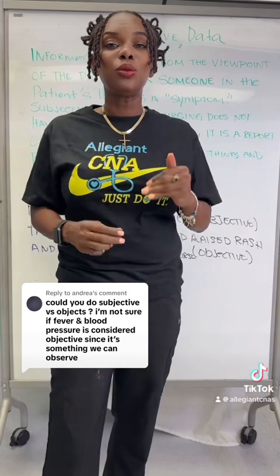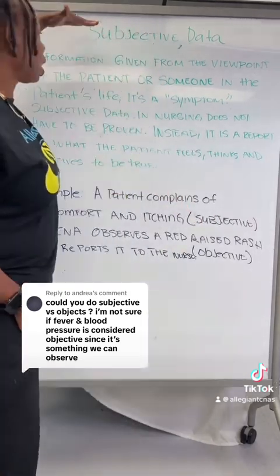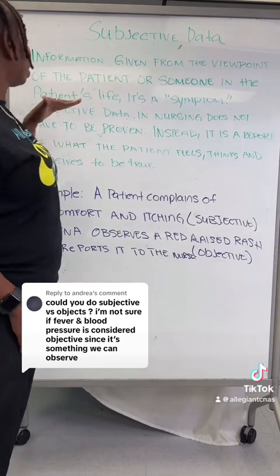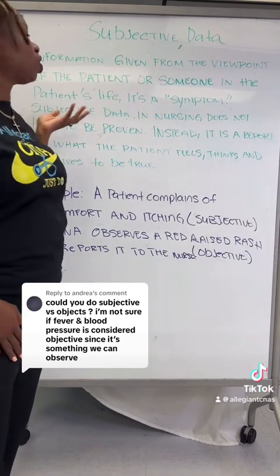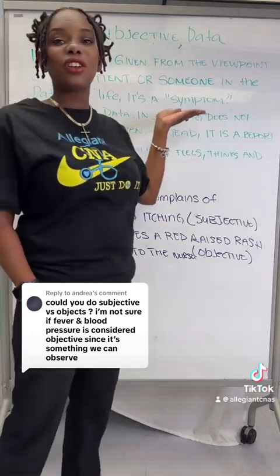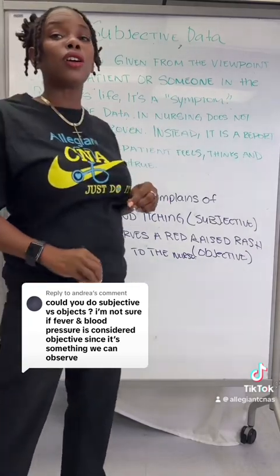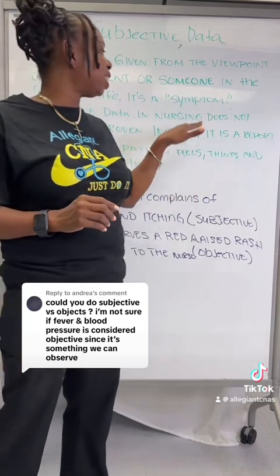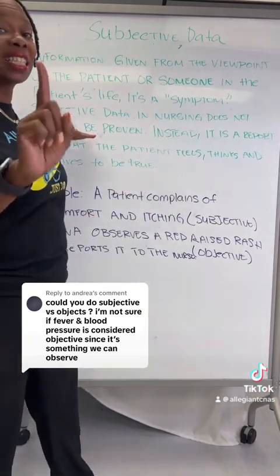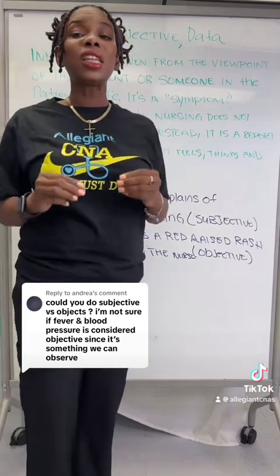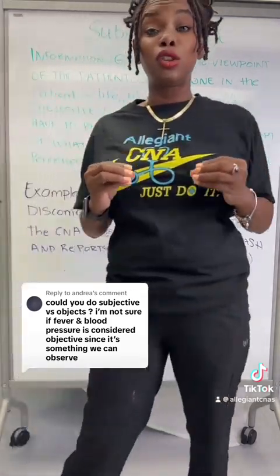So in review, subjective data is information given from the viewpoint of the patient or someone in the patient's life. It is considered a symptom. It does not have to be proven. Remember, subjective data does not have to be proven. Instead, it is a report of what the patient feels, thinks, and perceives to be true.